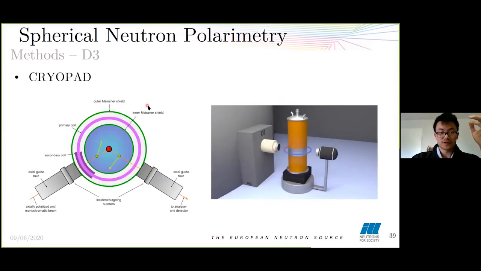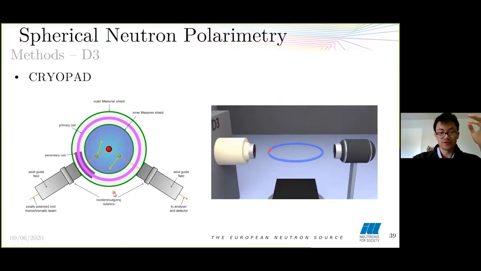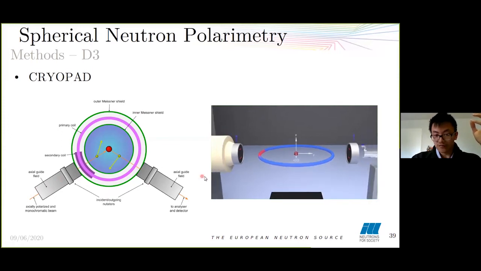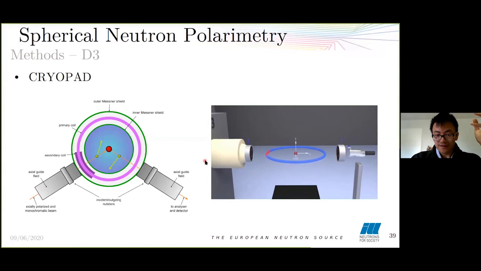So this is a picture of Cryopad, which is the setup used in D3. You can find the sample in the middle of two Meissner shields, which are avoiding any external magnetic field. Then the neutrons are incoming in this guide field. You can see in this video from Navid how this works.